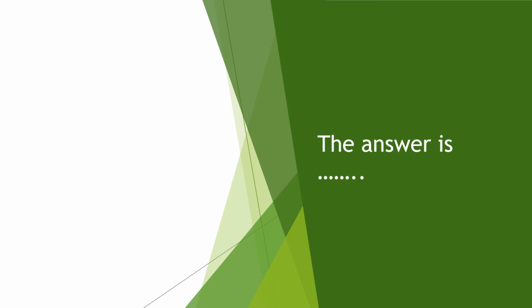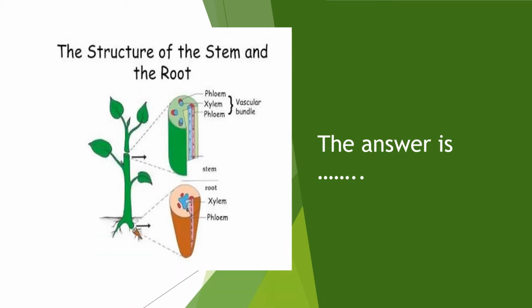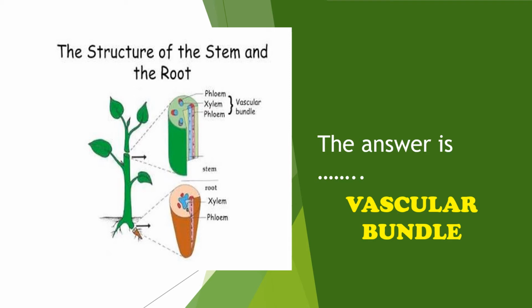And the answer is, what do you observe in the diagram? Here we have a longitudinal section of stem, and you can see phloem, xylem very clearly. So collectively these two are conducting tissues and they are called vascular bundle. So the answer is vascular bundle.